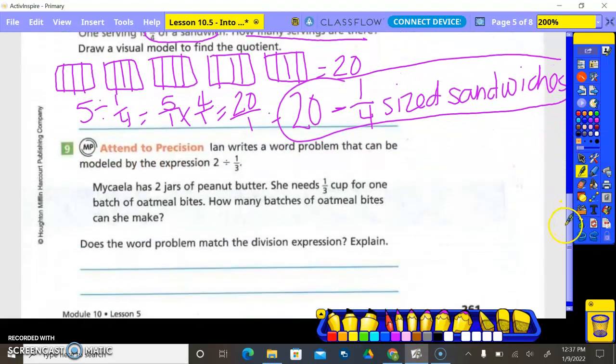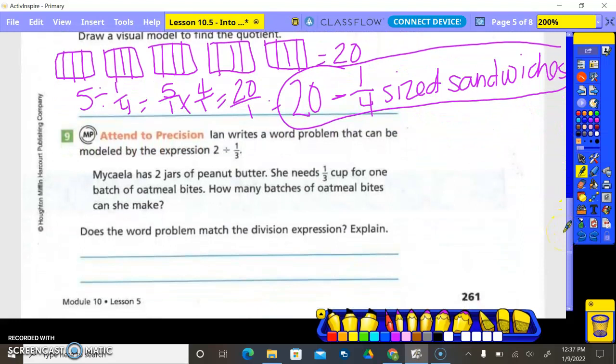Number 9, attend to precision and write the word problem that can be modeled by the expression 2 divided by 1/3. Michaela has 2 jars of peanut butter. She needs 1/3 of cup for 1 batch of oatmeal bites. How many batches of oatmeal bites can she make? So we have the 2 jars, 1/3 of a cup, and then how many batches can she make?